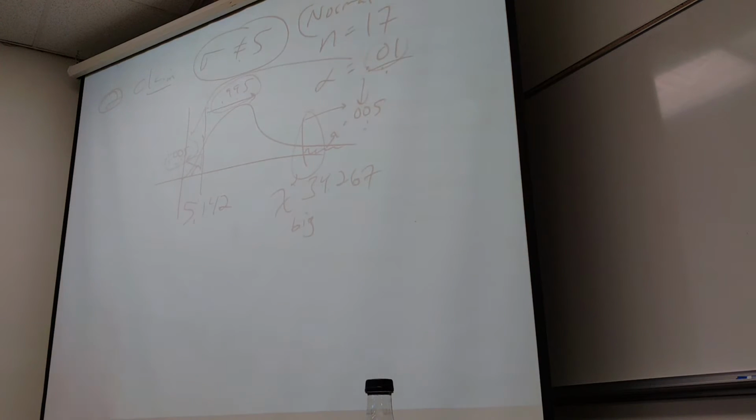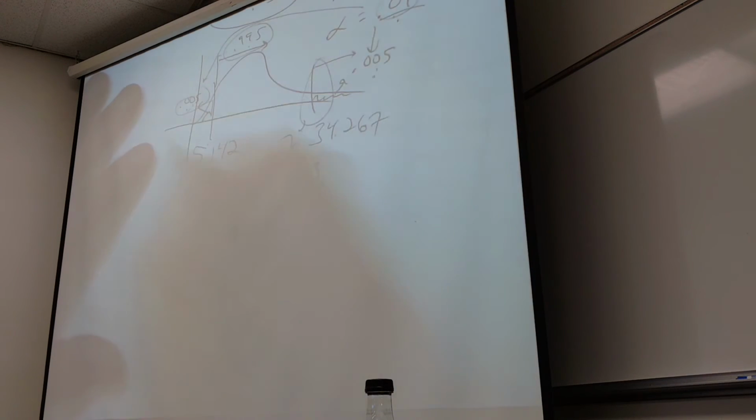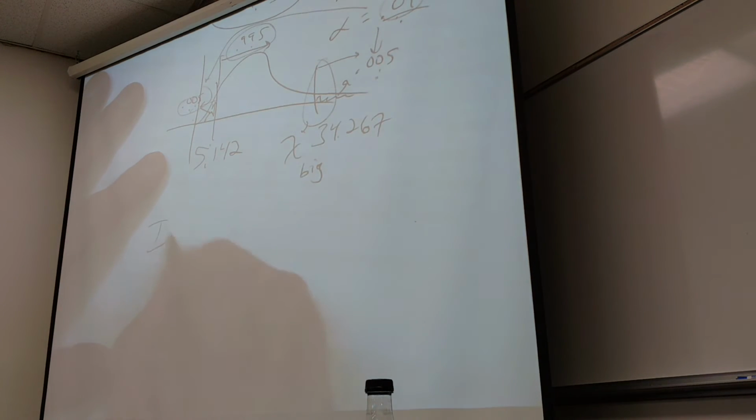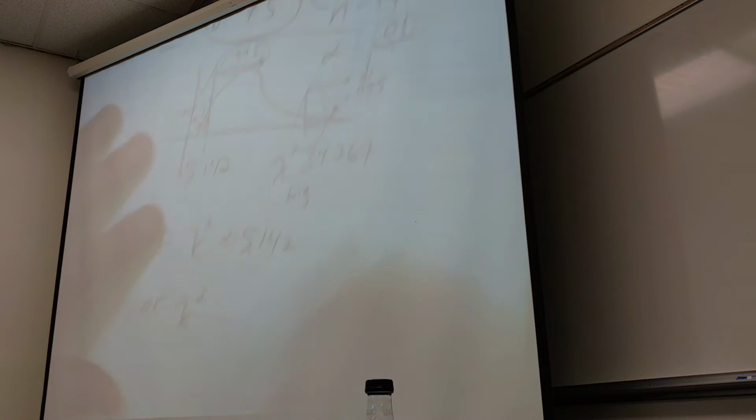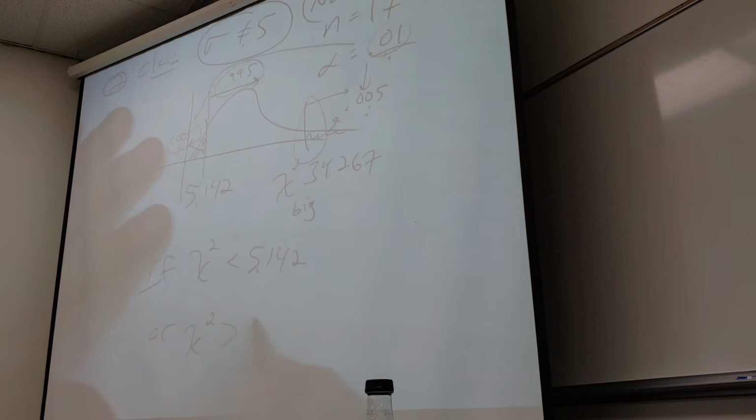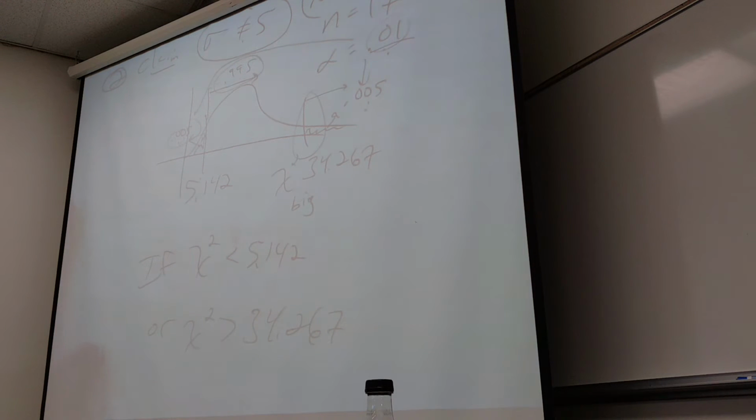So just to close the loop here, this is my rejection region I just drew. If chi-square is less than 5.142 or greater than 34.267, we would reject the null and support the alternative.